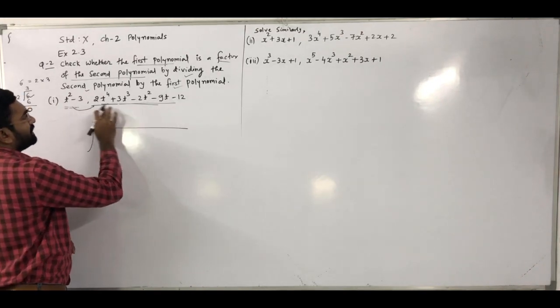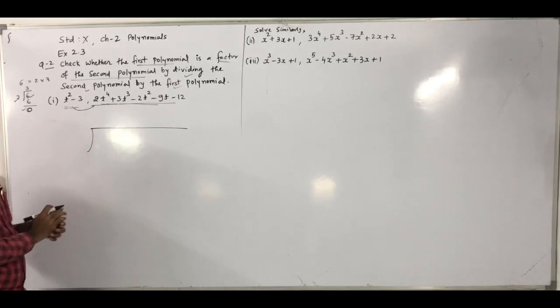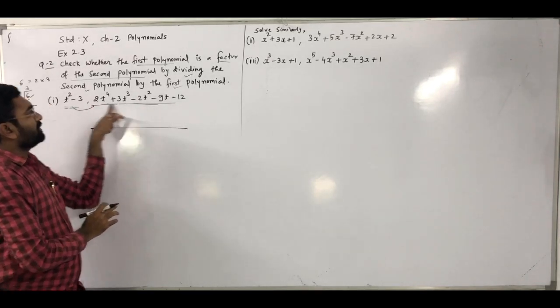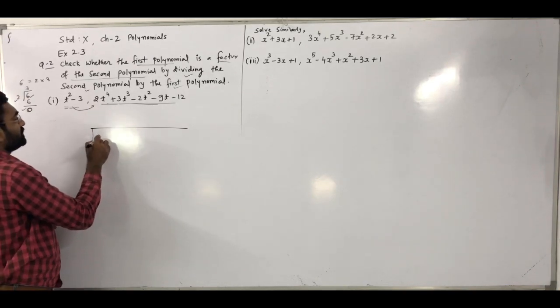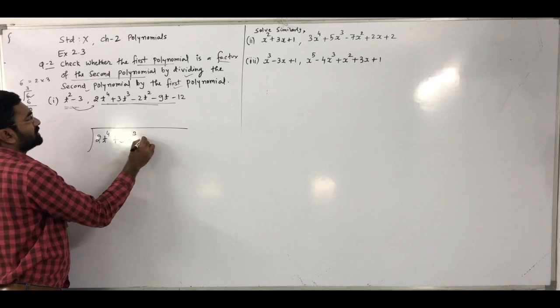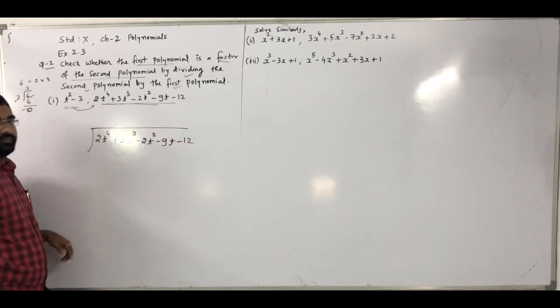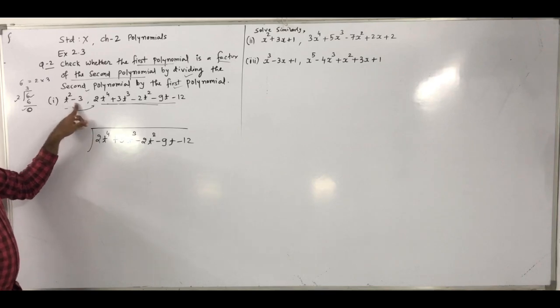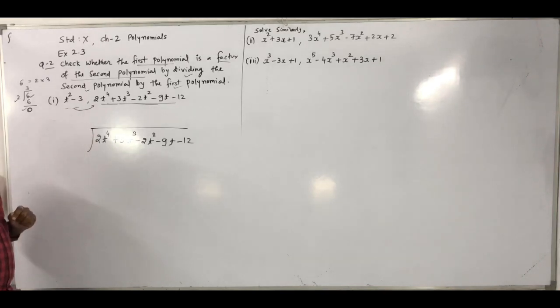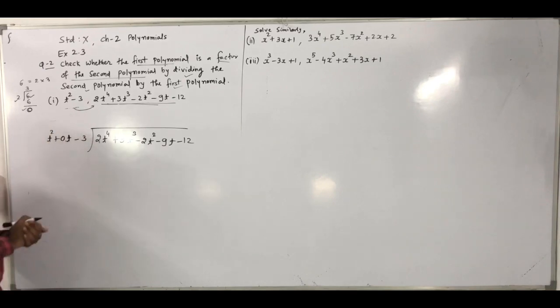Here, the second polynomial we have to write inside and the first polynomial outside. Check that the given polynomial is in standard form: 2t raised to 4 plus 3t cube minus 2t square minus 9t minus 12. Now in the first polynomial the t term is missing, so we write it with a multiplication of 0. So we write t square plus 0 into t minus 3.